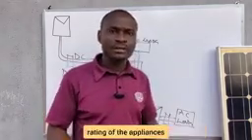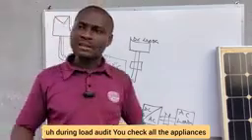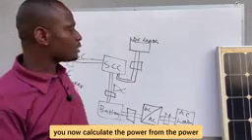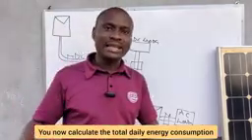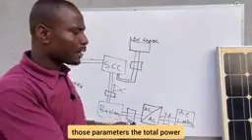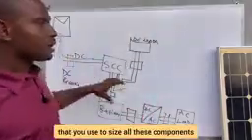Once you know the power rating of the appliances, during the load audit you check all the appliances that the person wants to use on solar. Then you calculate the power. From the power, you calculate the total daily energy consumption that the client will be using. It is from those parameters, the total power and the total daily energy consumption, that you size all these components.